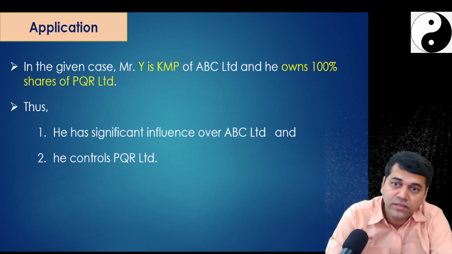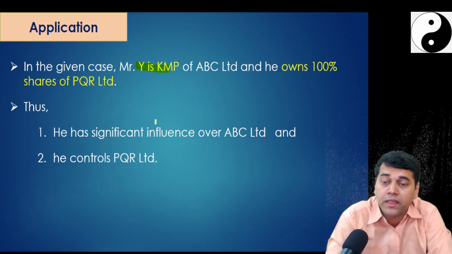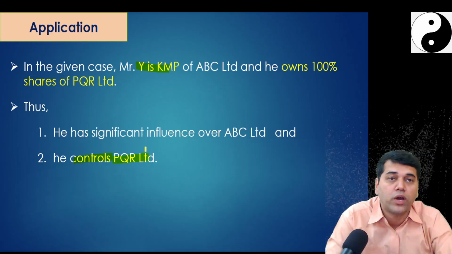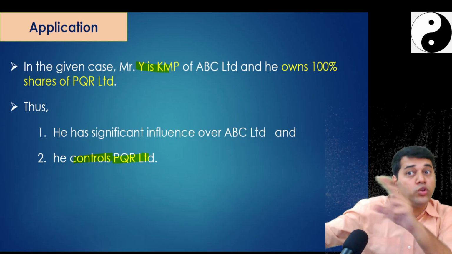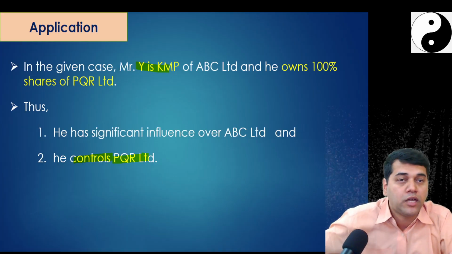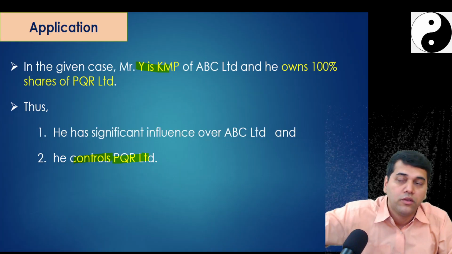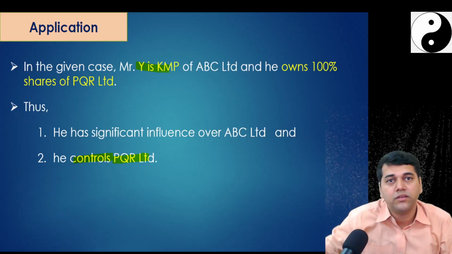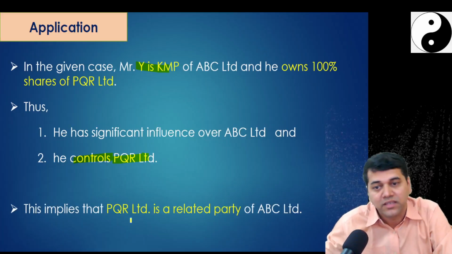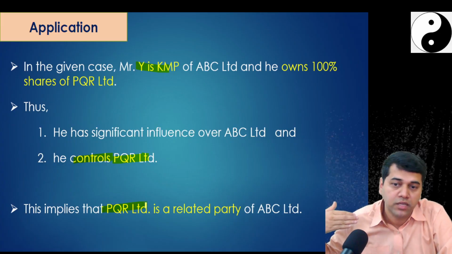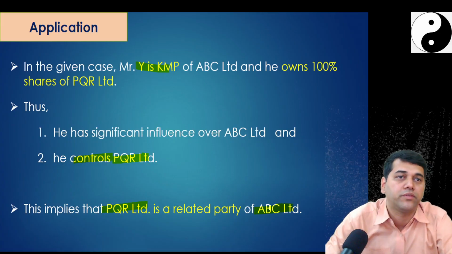So in the given case, yes, Y is a KMP, he has got a control over PQR. So PQR, you have to tell who is related to whom here. Doubt is not whether the managing director is related to, no. Whether that PQR is related to the ABC. Yes, you have to explain like this. Yes, through this indirect relationship, PQR becomes a related party of ABC.